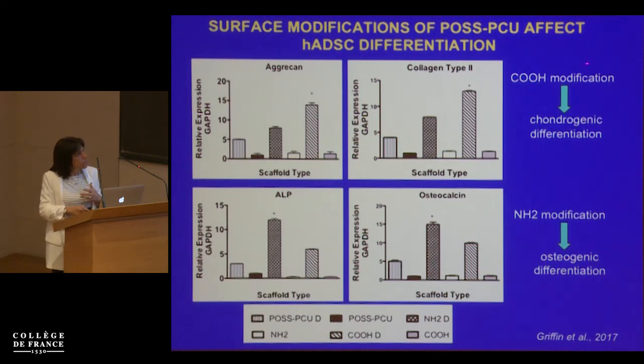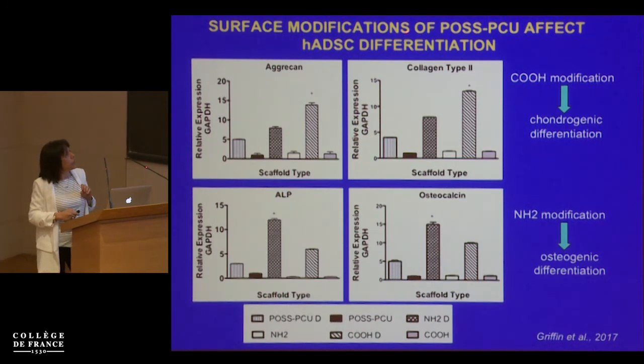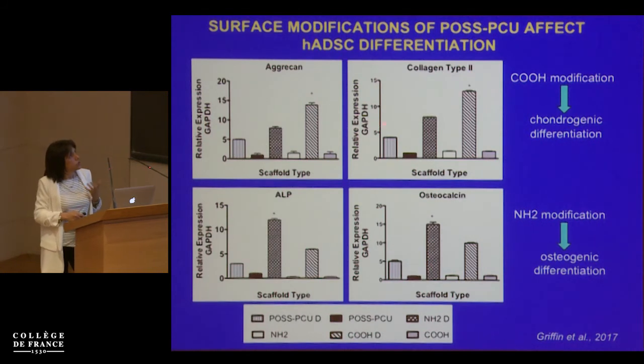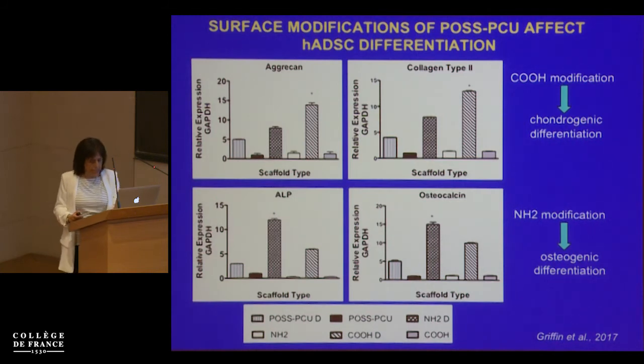And what we see is that depending on the modifications that we apply, we get a different fate. So the COH modification pushes the cells more towards chondrogenesis by upregulating the cartilage marker more in the differentiation medium as compared to a normal surface on plastic, whereas plasma modification with NH2 supports the osteogenic differentiation.